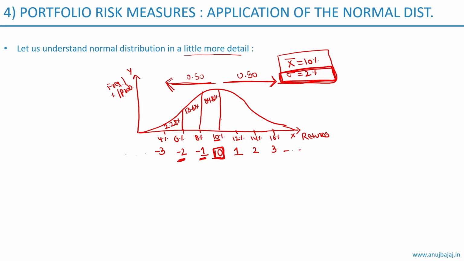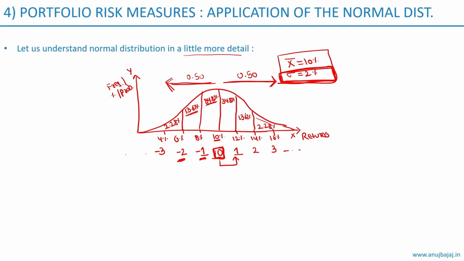So because the distribution is symmetrical around its mean, the percentage of observations between 0 and positive 1 deviation will also be 34.87%, and this will be 13.67%, and this is 2.28%. So you don't need to remember the percentage of observations which lie between standard deviations or below a standard deviation.